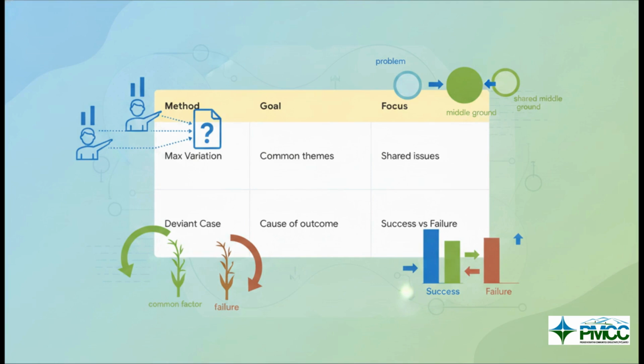But with deviant case sampling, your goal is to determine the underlying causes of absolute success versus absolute failure. You look at the extremes to find the contrasting factors, like why did this intervention save one village's crops but completely fail in the neighboring village? Simply put, maximum variation looks for shared realities, deviant case looks for causal differences.